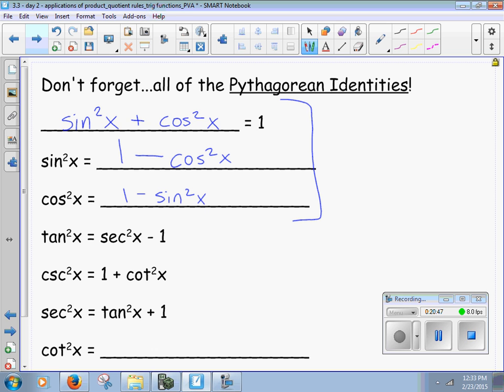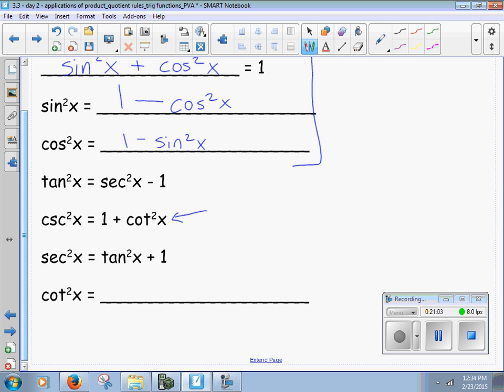Copy the next 3 down. And then use context clues to tell me what cotangent squared would be. Anybody see it? 1 plus cosecant squared x? Say it again. 1 plus cosecant squared x. 1 minus. What is it? Just tell us. Cosecant squared x minus 1.